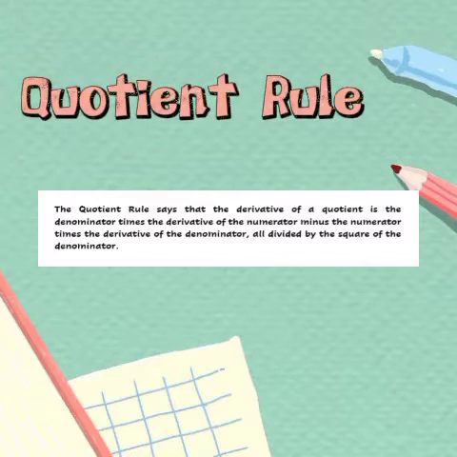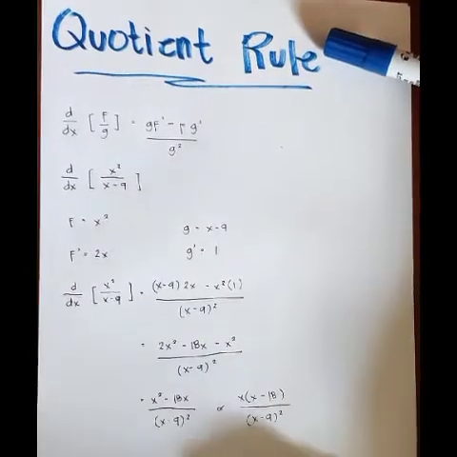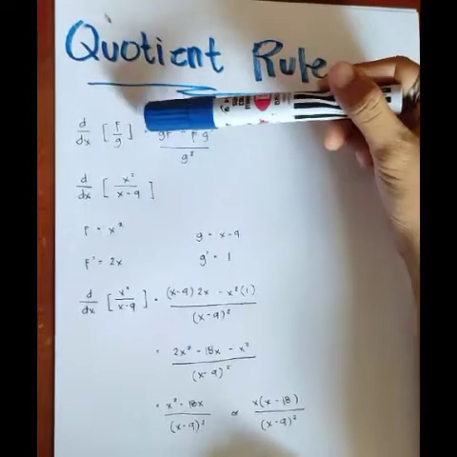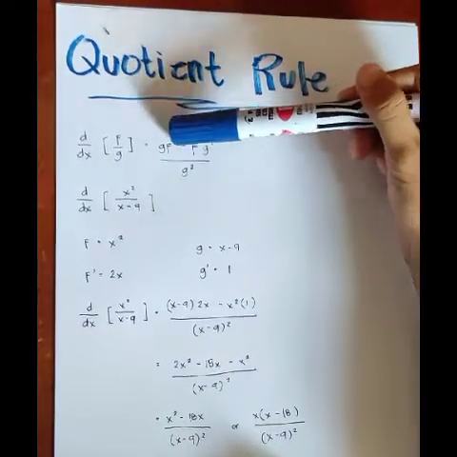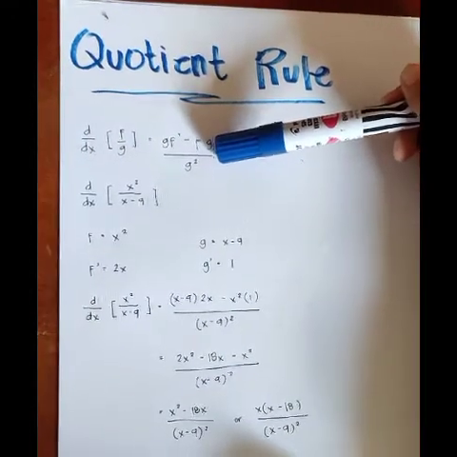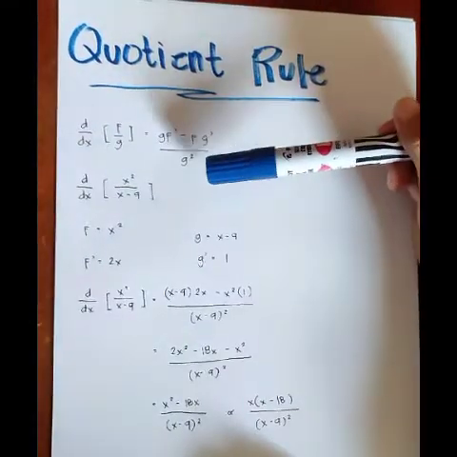Next is the quotient rule. The quotient rule says that the derivative of a quotient is the denominator times the derivative of the numerator minus the numerator times the derivative of the denominator, all divided by the square of the denominator. Quotient rule. So this rule says that the derivative of f over g is equal to g f prime minus f g prime over g squared. So here is our application.